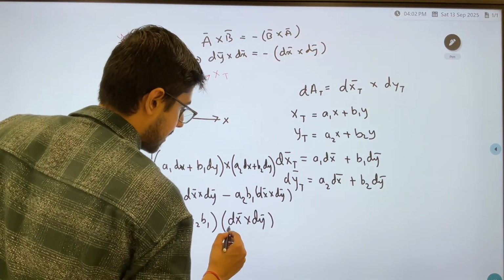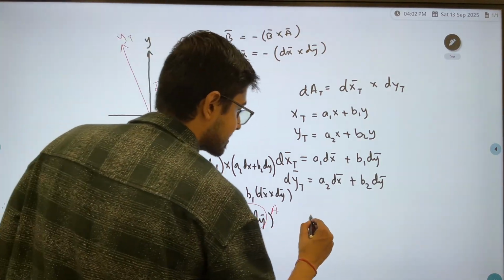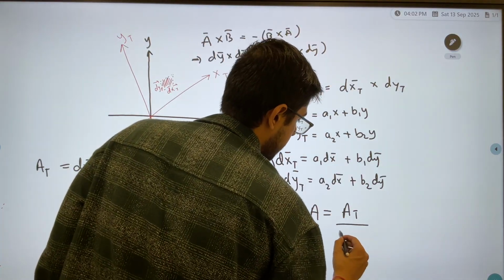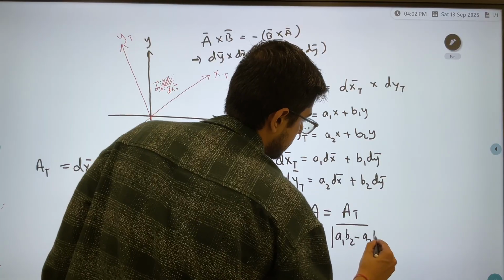this part is actually the area we wanted, which brings us to area is equal to the transformed area by magnitude of a1 b2 minus a2 b1.